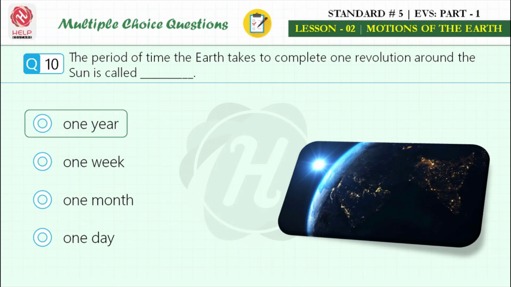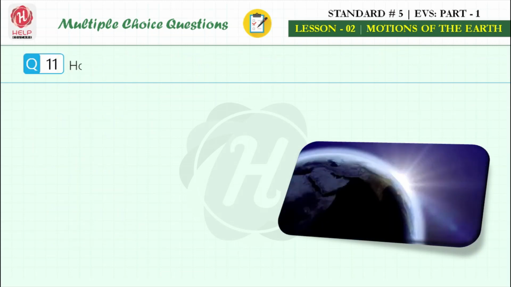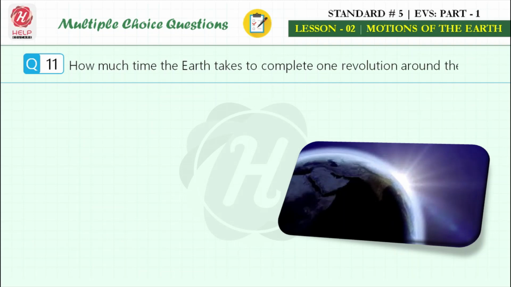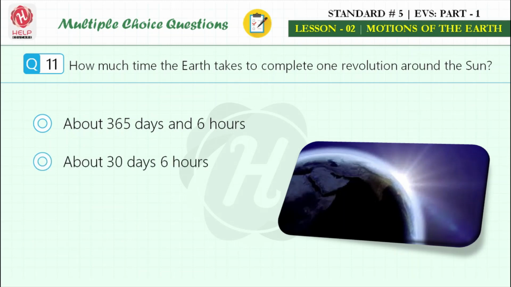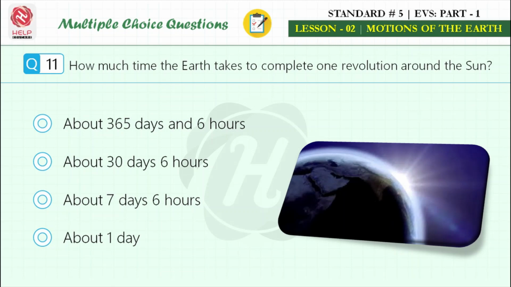Correct answer is 1 year. Question number 11. How much time the Earth takes to complete one revolution around the Sun? First option, about 365 days and 6 hours. Second option, about 30 days 6 hours. Third option, about 7 days 6 hours. Fourth option, about 1 day.